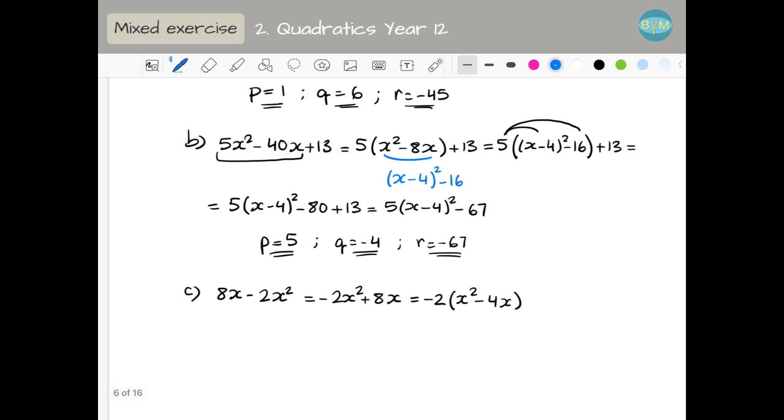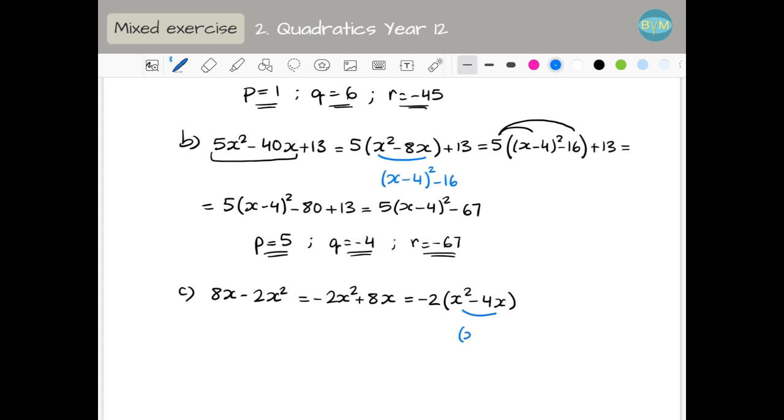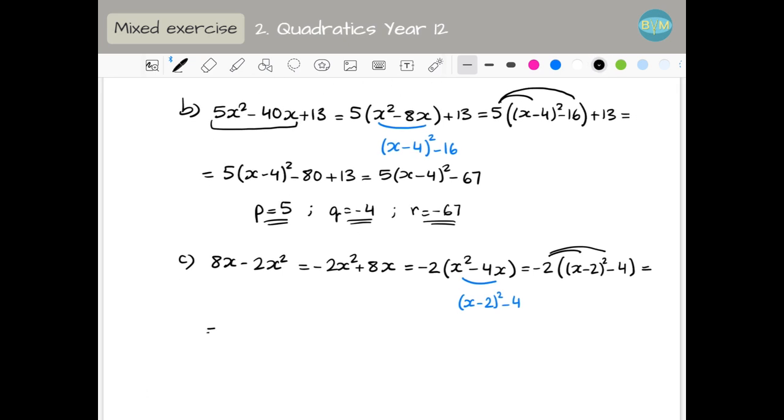I'm going to complete the square with this one, which is x minus half of the number, squared, minus the square of the number, 4. And I'm going to substitute back here. I have minus 2 times bracket x minus 2 squared minus 4. And now I just don't have any number outside, which is completely fine. I'm going to expand this bracket, and we are done. So we have minus 2 times x minus 2 squared plus 8. That means that P is minus 2, Q is minus 2 as well, and R is positive 8.